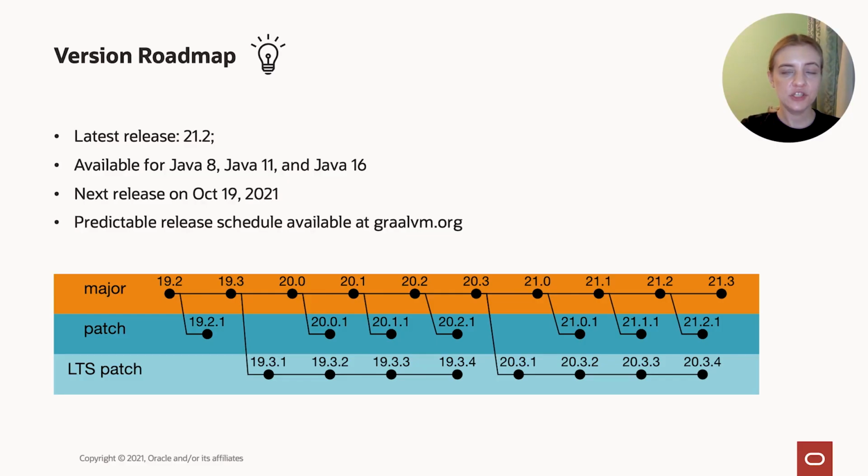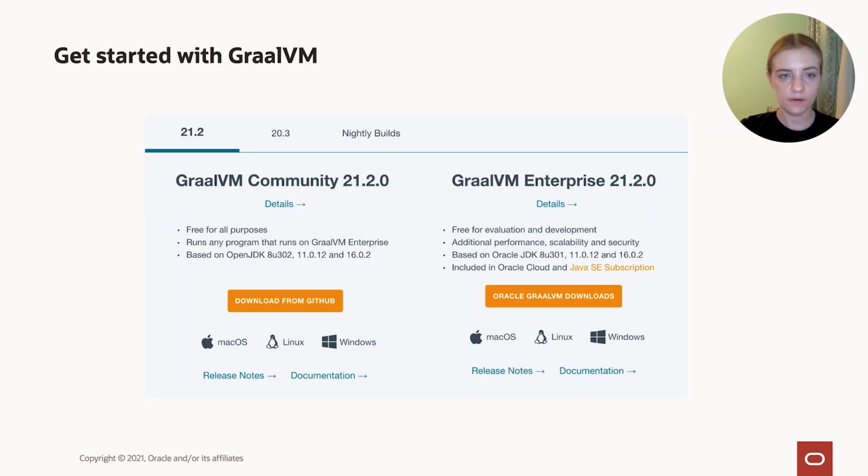And talking about the project a bit and the roadmap and what releases are currently available. The latest release is 21.2. As I mentioned, it's available for Java 8, 11, and 16. The next release will be coming up in October. And if you want to see when the next release is planned and when you can expect something new in GraalVM, we have this version roadmap at our website, graalvm.org.